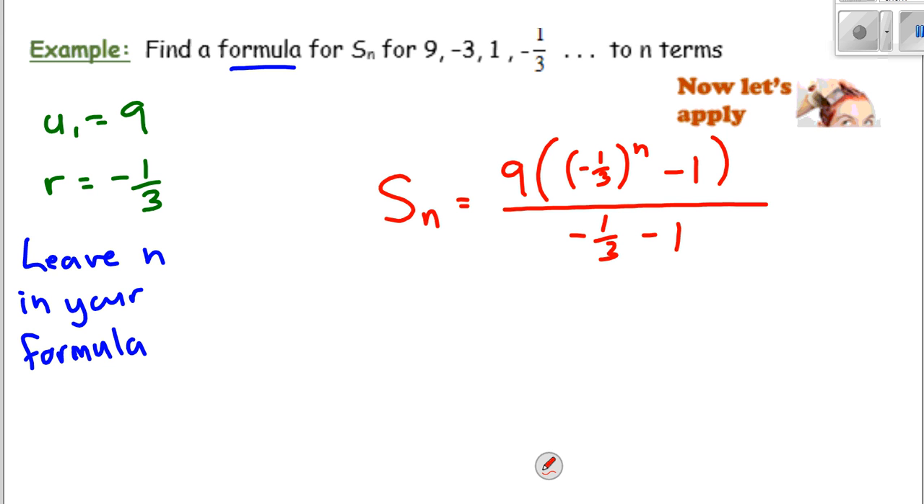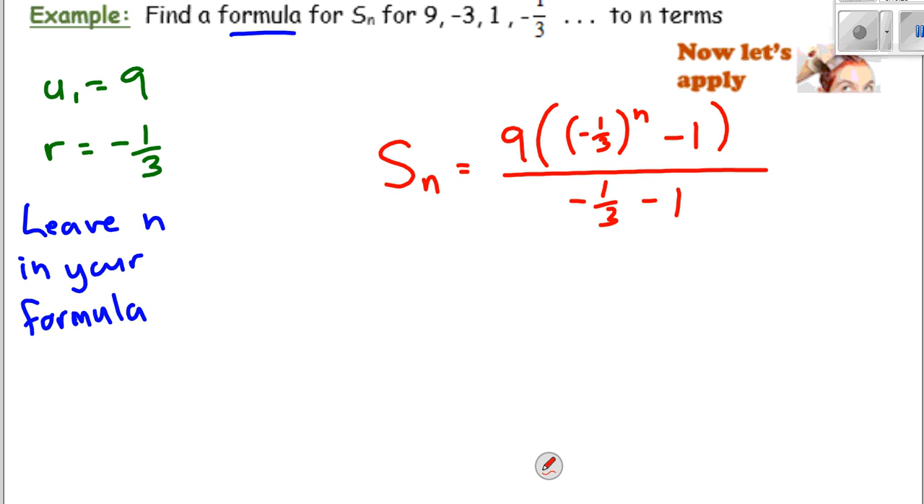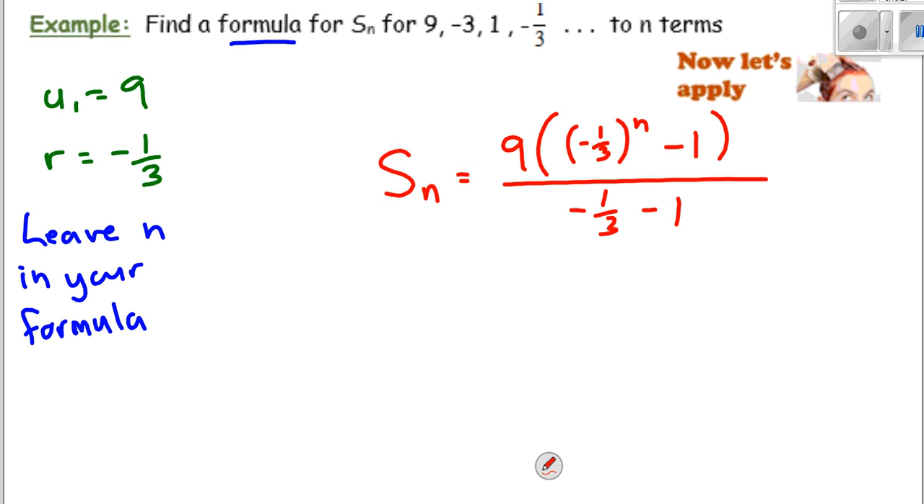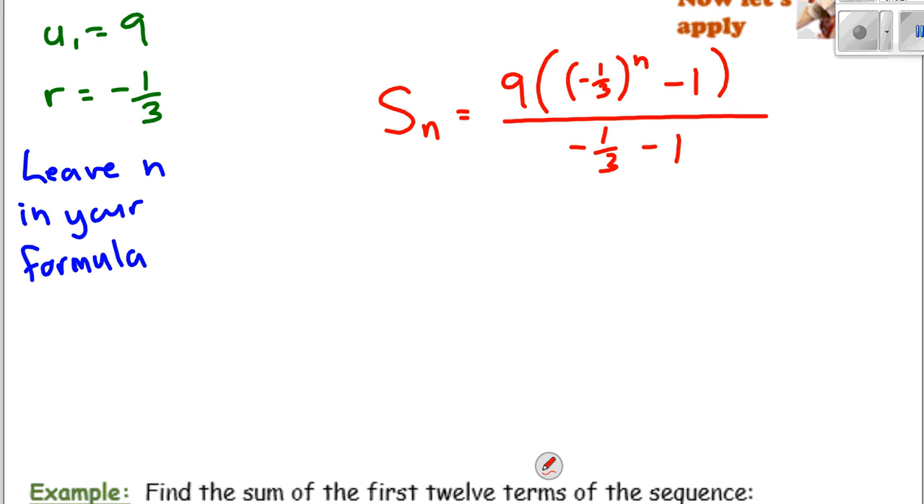We could take it a little bit further and simplify it a bit. They don't say a simplified formula, but we're going to be perfectionists and try to simplify it. So what's negative a third minus 1?